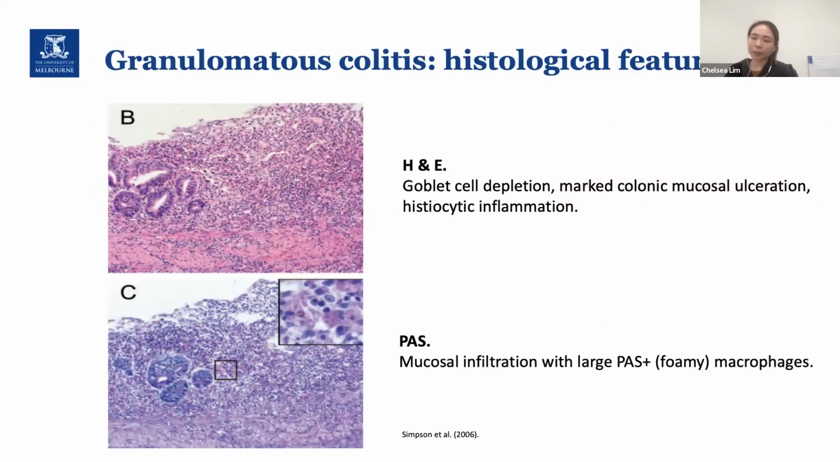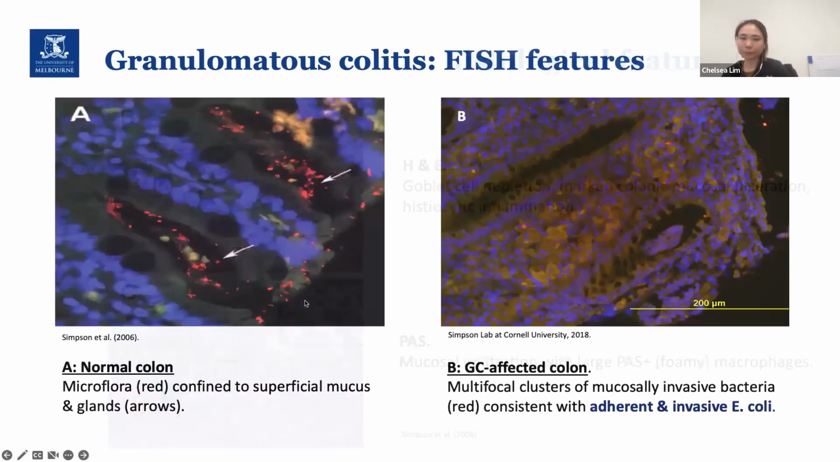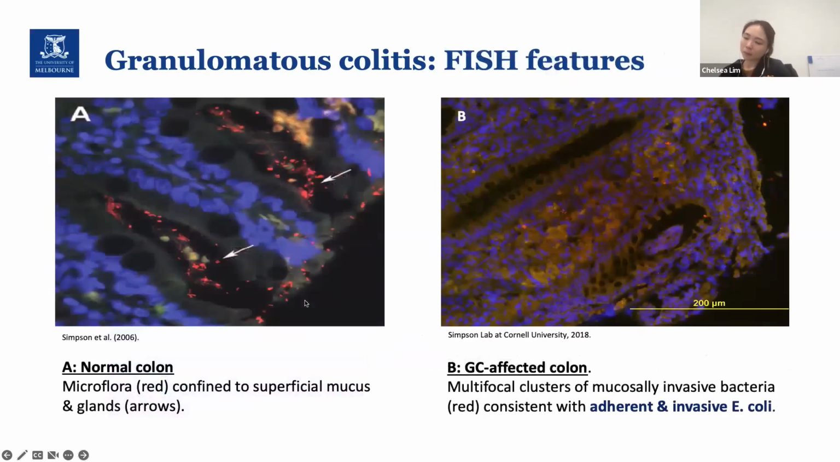On routine histology, classic findings with GC include goblet cell depletion in the colonic epithelium, histiocytic inflammation, marked colonic mucosa ulceration, and infiltration with PAS-positive foamy macrophages, as seen in this magnified window. Additionally, as mentioned earlier, FISH is a tool which utilizes different colored probes to highlight the presence of pathogens in tissue biopsies to corroborate with the diagnosis of GC.